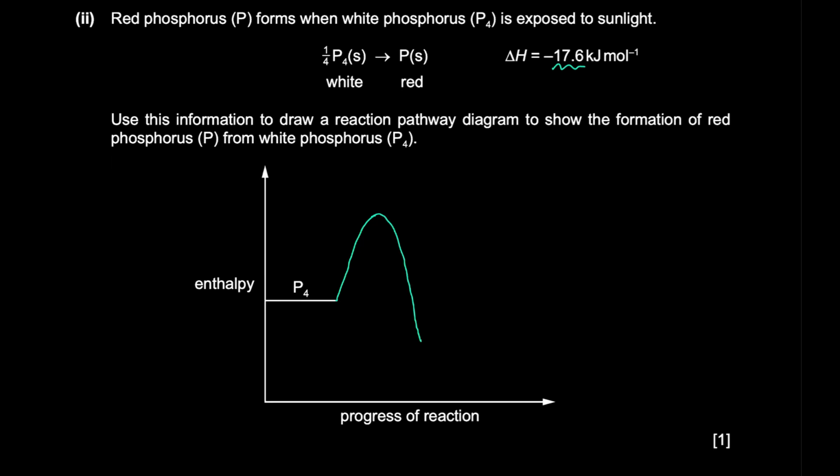the reactants here. So here you have P. Okay? So this is your red phosphorus, and here you have your white phosphorus. Okay, and obviously here you have your activation energy, and here you have your enthalpy change given to you, which is negative 17.6.